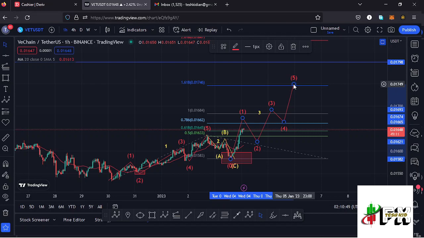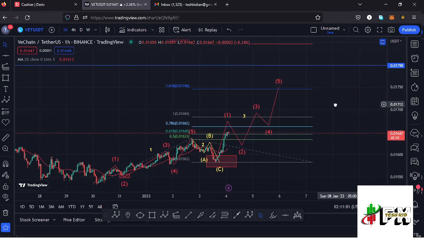Very soon we are going to fully maximize the fib level 1.618 in the formation of that wave 3. Then from there we can expect a bit of a corrective structure in the formation of that wave 4, and then continue pushing even higher in the formation of that wave 5 to the upside.